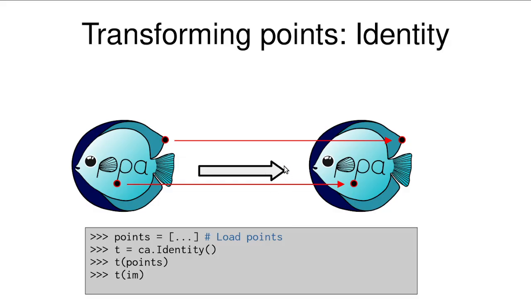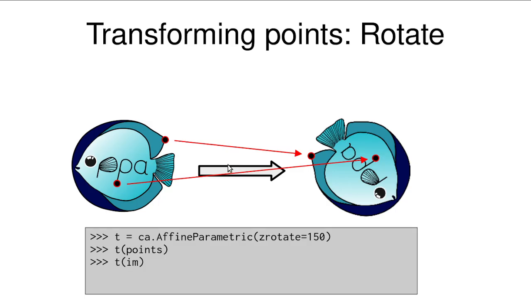But in a more interesting case, if we had a rotation, we can take the original image and rotate it. And now that it's rotated, we have this point here and this point here, and they map to the same original places. This is, again, just by taking our points and passing them through the transform object. And they rotate along with the image.